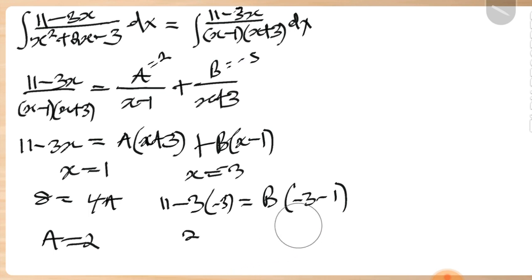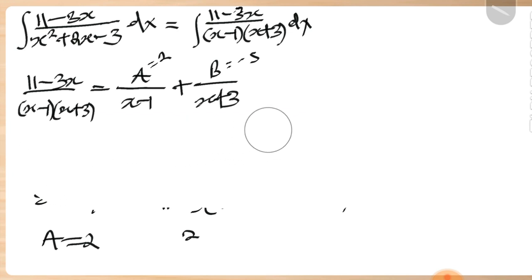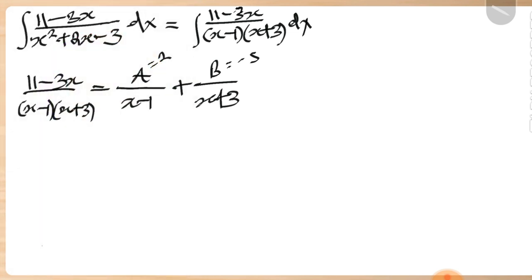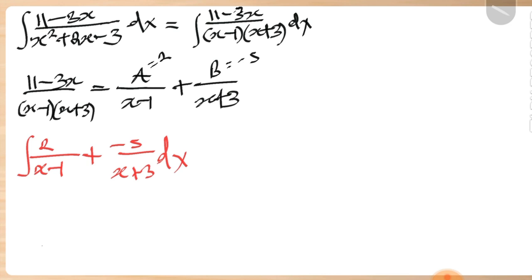Let's clean this a little bit. So we can now rewrite this integral as the integral of A, so we have 2 over the denominator, which is x minus 1, plus B, which is minus 5, over the denominator there. So I have x plus 3, then the dx.